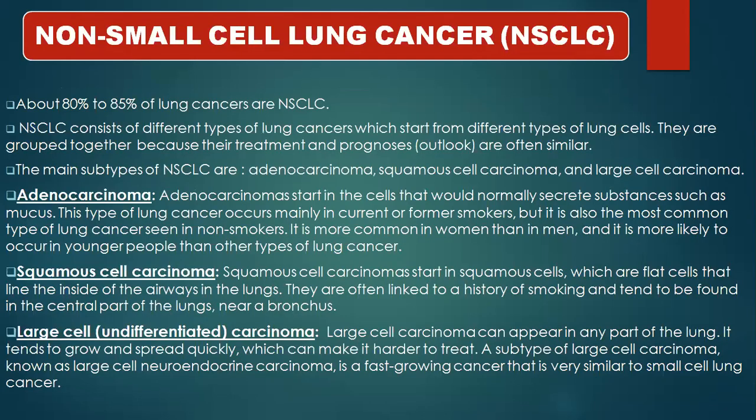Now, let us know a little bit about non-small cell lung cancer, that is NSCLC. About 80 to 85% of lung cancers are NSCLC. NSCLC consists of different types of lung cancers, which start from different types of lung cells. They are grouped together because the treatment and prognosis are often similar. The main subtypes of NSCLC are adenocarcinoma, squamous cell carcinoma, and large cell carcinoma. And here I have written a bit about each of the subtypes, giving us an overview of all of them.